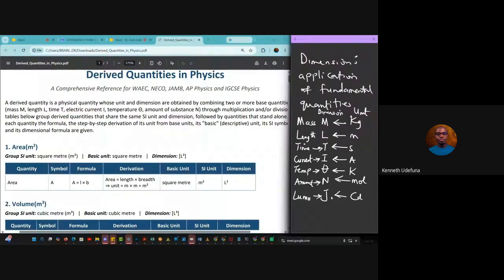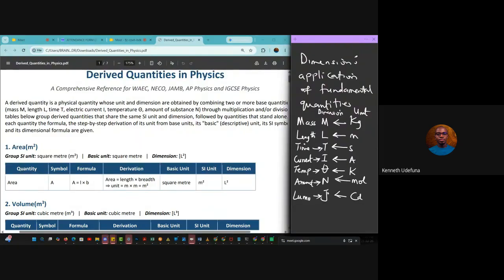What I'm trying to say is that the units will help you to determine the dimension. Unit kilogram is capital M. Unit meter is capital L. Unit second, S simply means seconds, which is capital T. Your ampere has a dimension of I, your Kelvin has a dimension of theta, your mole has a dimension of capital N, then candela has a dimension of capital J.